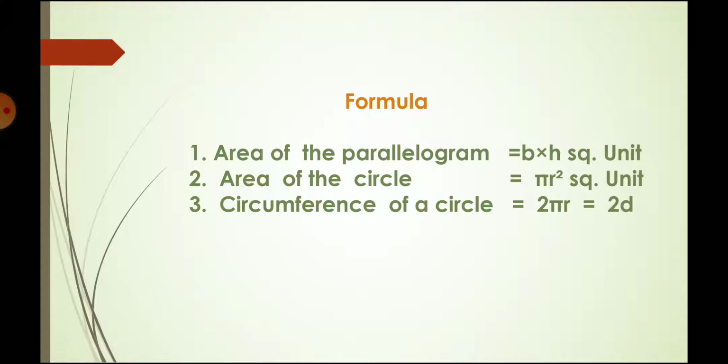Here, in 2 pi r, the 2r is equal to d. The diameter is equal to 2r, so we can change this formula to pi d. That's why we can put d as 2r.